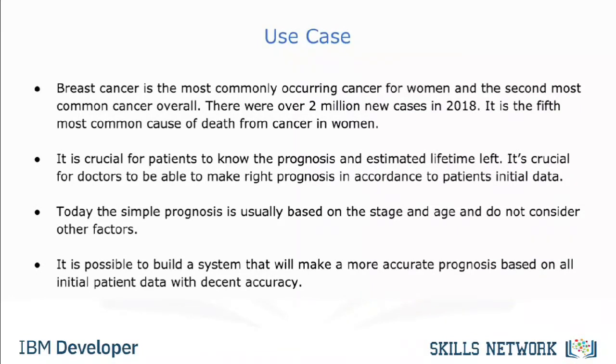Today, the simple prognosis is usually based on the stage and age and does not consider other factors. It is possible to build a system that will make a more accurate prognosis based on all initial patient data with decent accuracy.